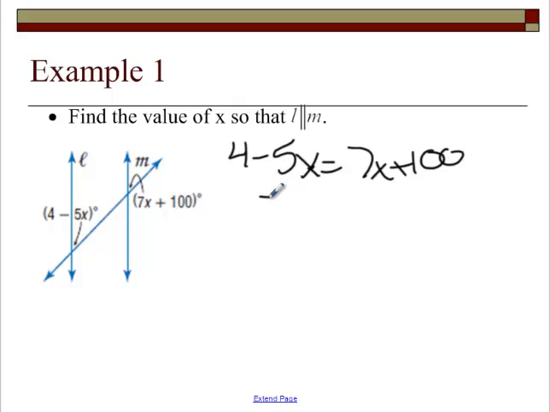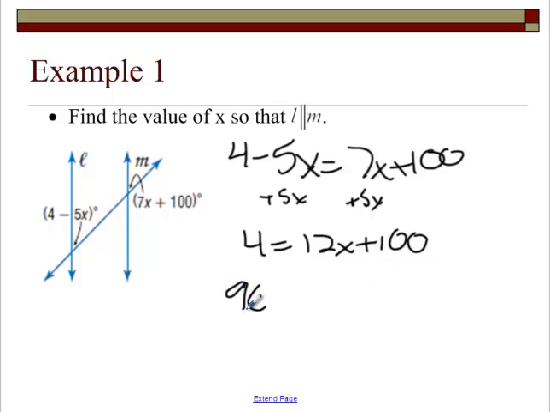I'm going to add 5x to both sides, and I get 4 equals 12x plus 100. I'm going to subtract 100 from both sides, and I get negative 96 equals 12x. Divide by 12, x is negative 8.